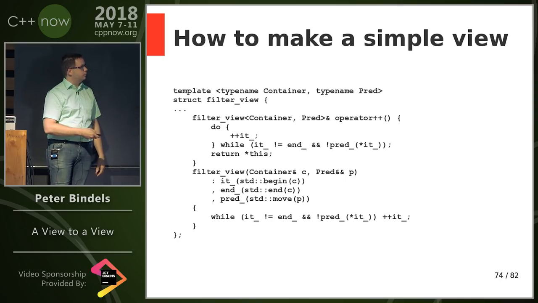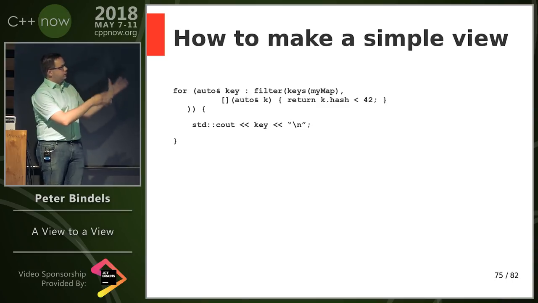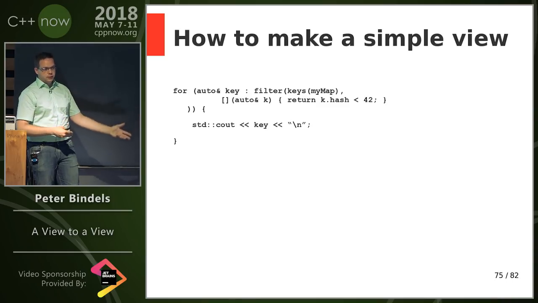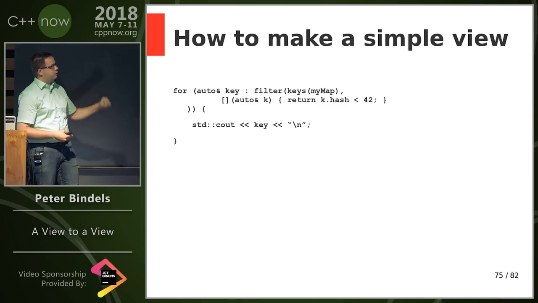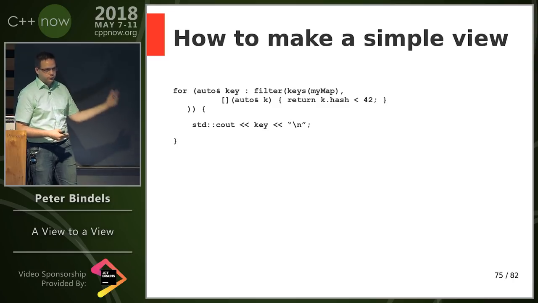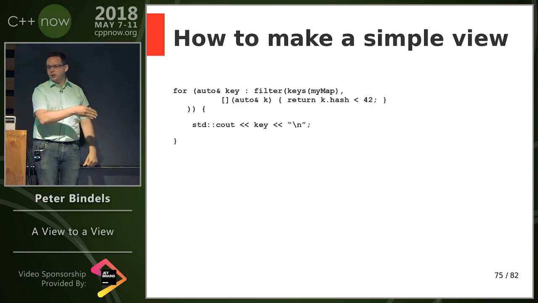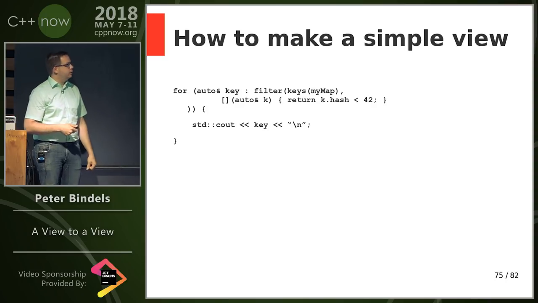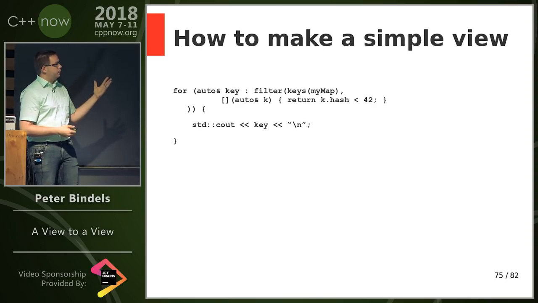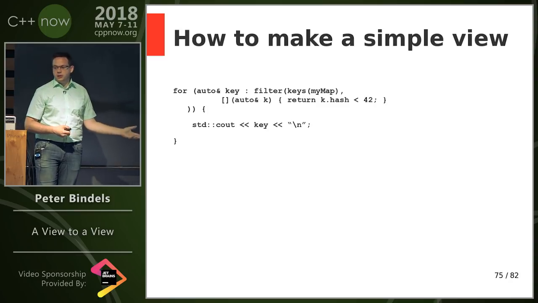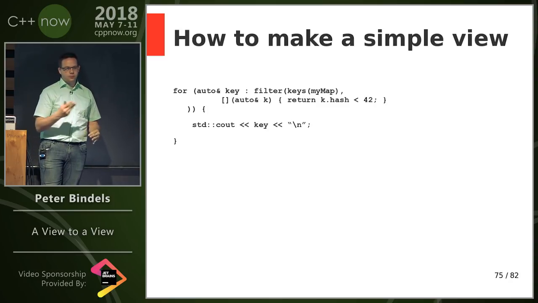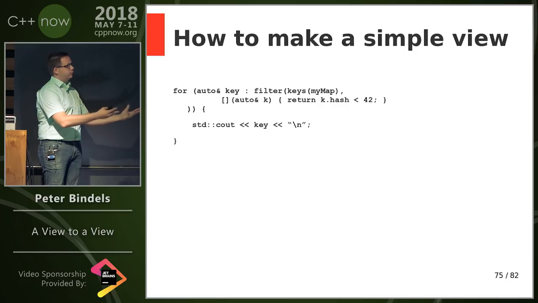And this works for any input. So I can take the map that I had before, take the keys from that, apply a filter that says the hash has to be below 42, then take all the references to those keys. And in this case, I'm pretty sure this would still be writable, coming back to Titus's comment, and you can output the key. In the case of a key, you wouldn't be able to write to it, but in the case of the value, you would be able to modify all of those matching some kind of predicate.